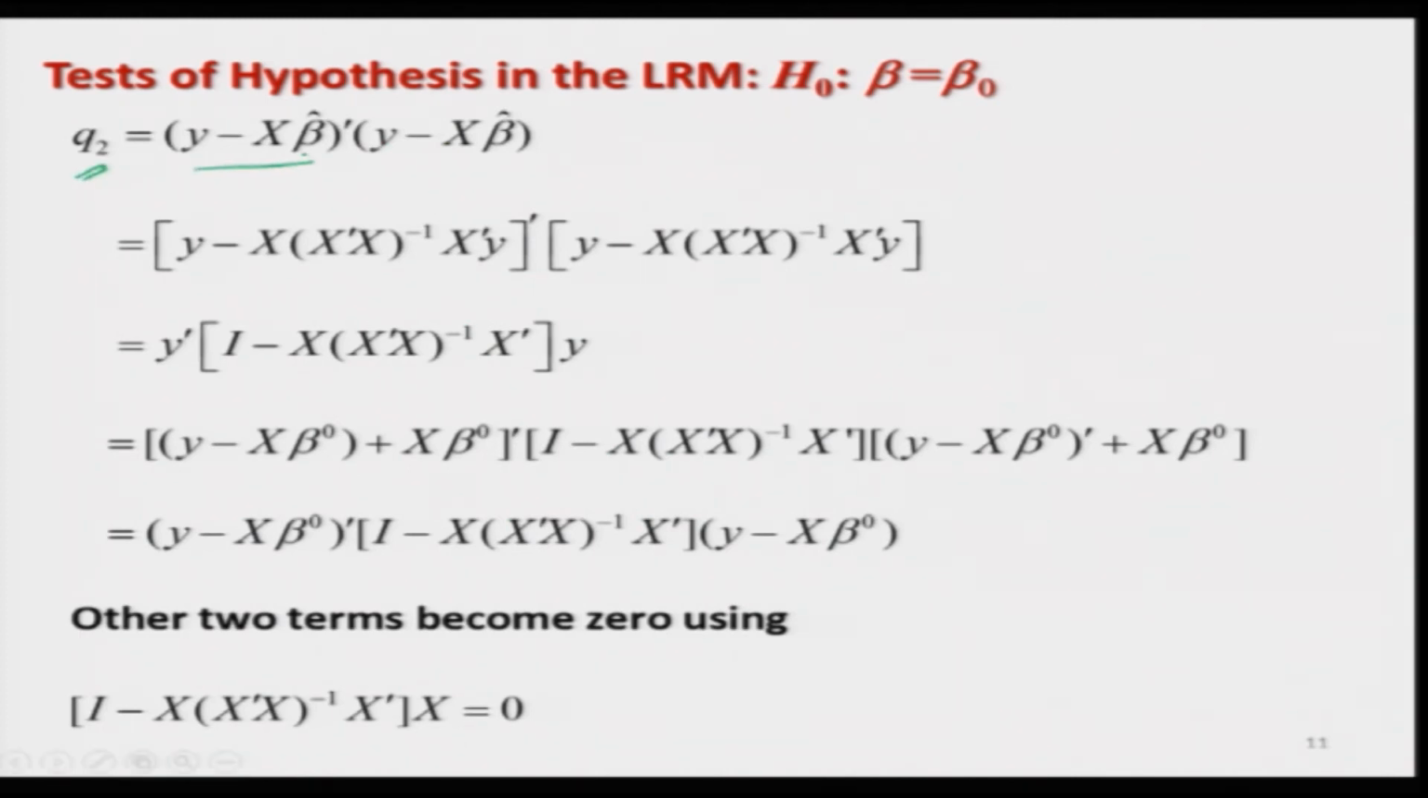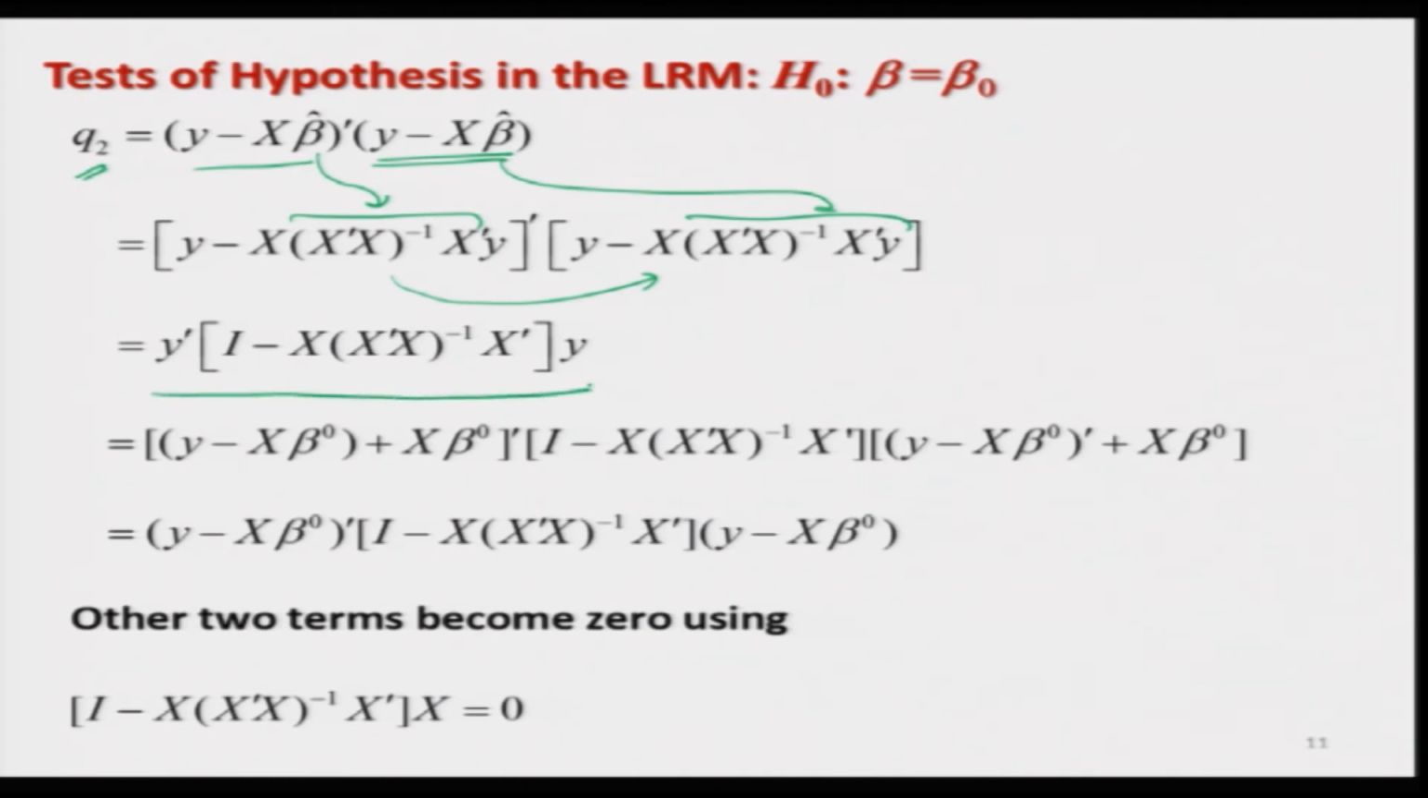Q2 is (y minus x beta hat) transpose (y minus x beta hat), and so I simply write down here this value of beta hat like this. And then you can see here, if you take y common on the left hand side and right hand side, this matrix I minus x into (x transpose x) whole inverse into x transpose into the same quantity. And this is a hat matrix, which is an idempotent matrix. So, I can write this expression as y transpose (I minus x (x transpose x) whole inverse x transpose) y.